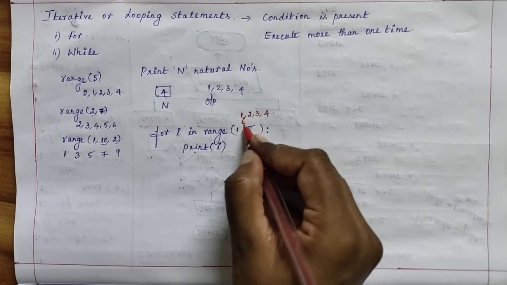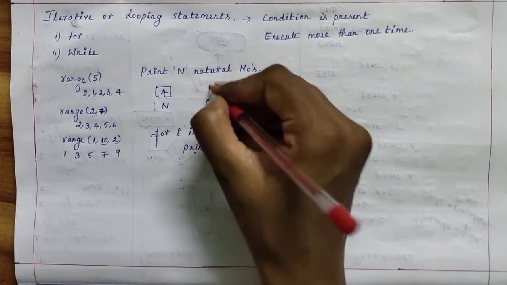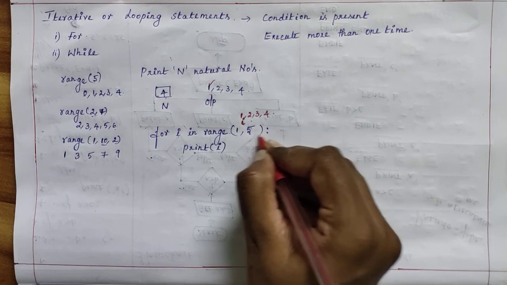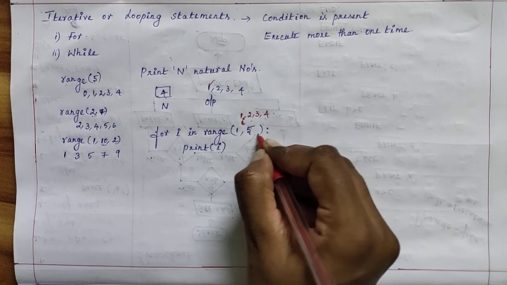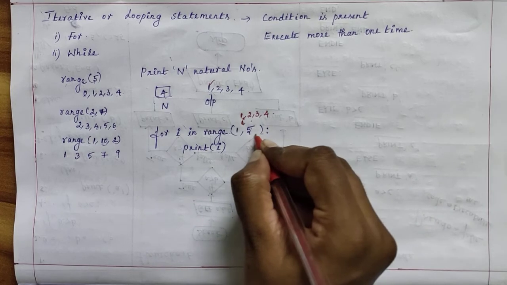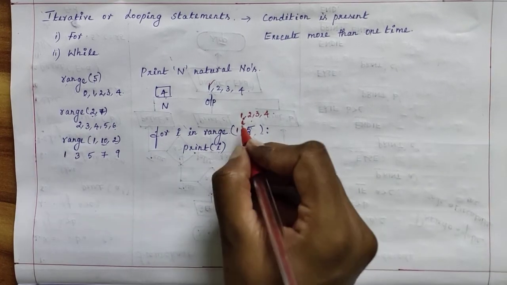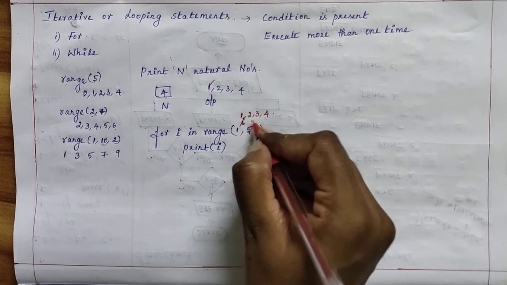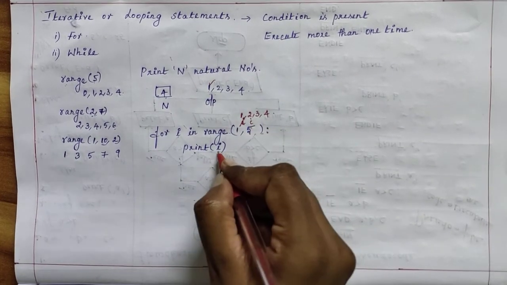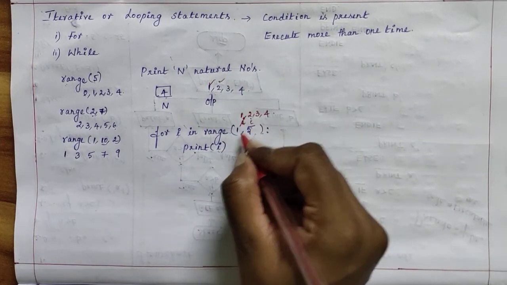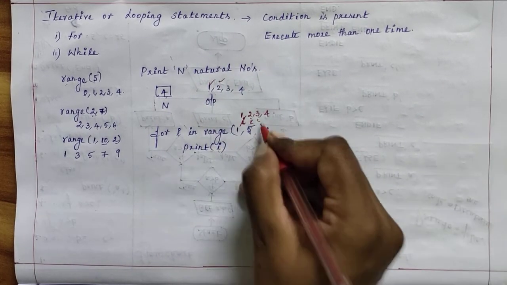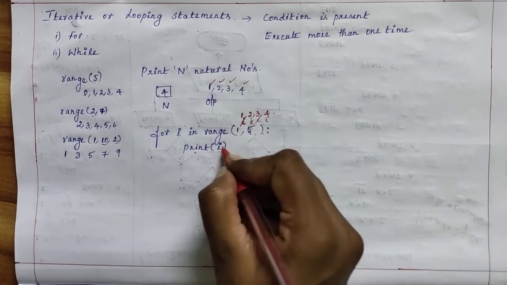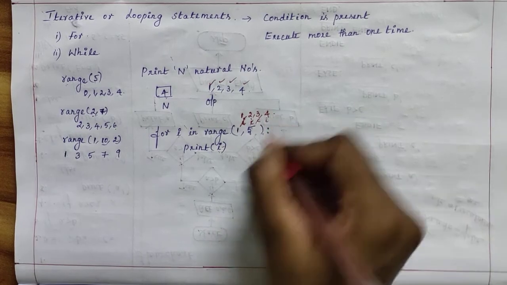Okay, so I will be printed and then I will be incremented here, because here we didn't specify the step value. If you do not specify the step value, the default value is 1, that is, I will be incremented by 1. So 1 plus 1 is 2, so I will be incremented to 2 and then 2 will be printed, and next again I will be incremented to 3 and 3 will be printed, and again I will be incremented to 4 and 4 will be printed, and that's all.